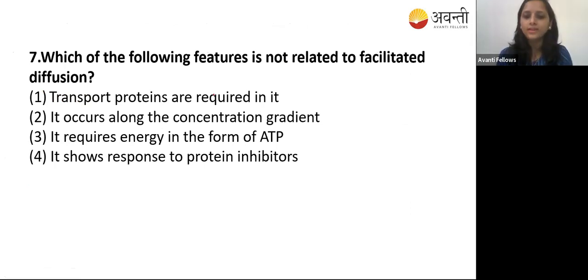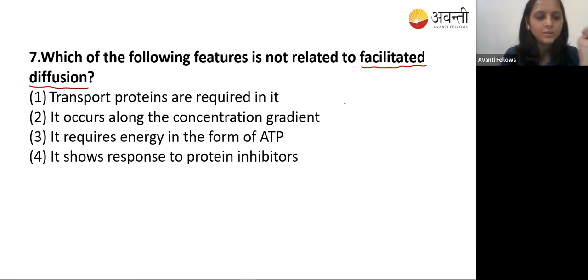Which one of the following features is not related to facilitated diffusion? Okay, so you all know that. What is facilitated diffusion, right? This comes under the chapter transport in plants and also in the chapter cell. You all know about diffusion, right? For diffusion, we don't require any type of protein molecule. But here they're telling facilitated diffusion. So the diffusion is facilitated by some molecule, right? Which is that molecule? Nothing but our protein only, right?